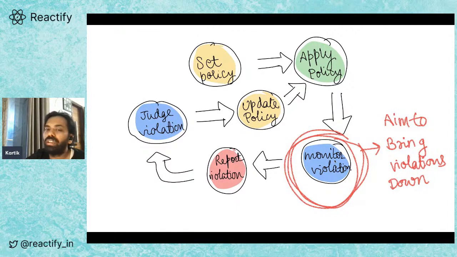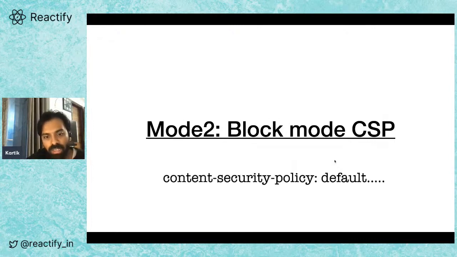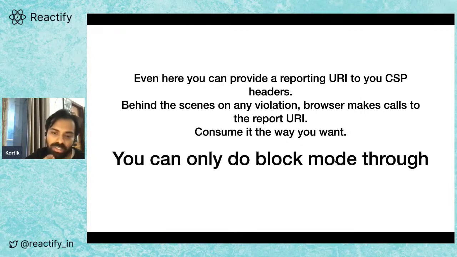You are not actually blocking anything, but eventually you do have to come to the second stage with the second mode here. That's the block mode. This is going to be the syntax. It's similar to content security policy report mode, but just that the syntax is a little different, and it's going to actually block now. And here also you can mention the report URI the same way it was happening in the report mode. In the block mode, if you provide the report URI through the CSP headers, you can also report the violations and consume it the way you want.